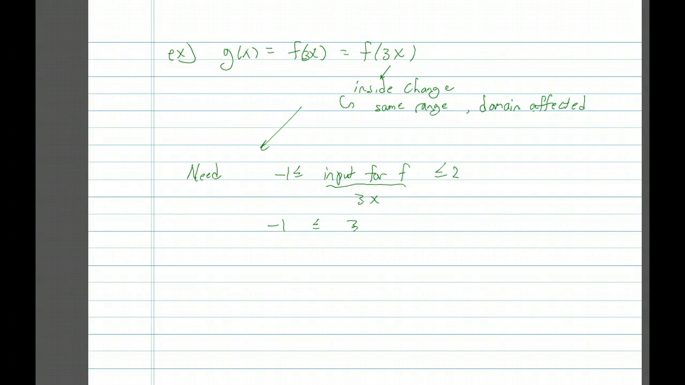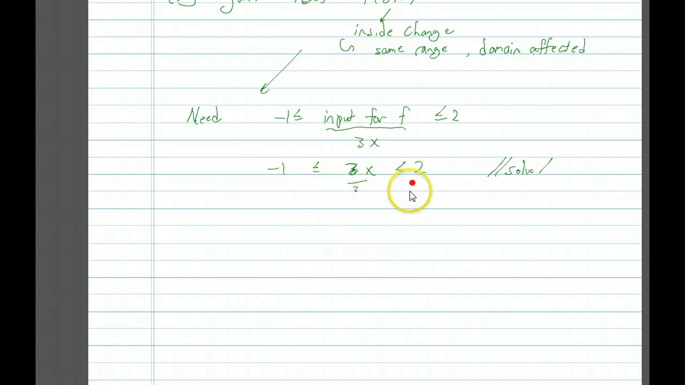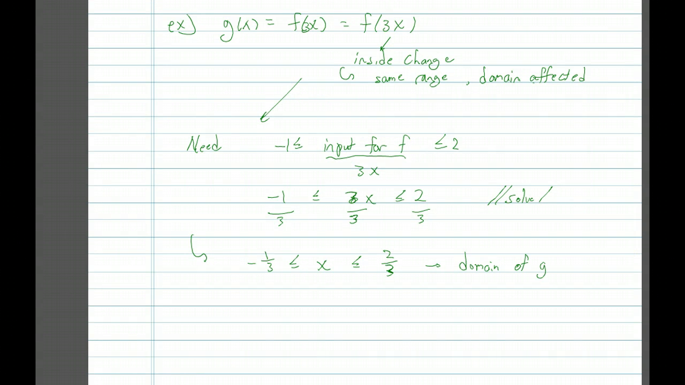Our new input for f in this case is 3x. So we need 3x to lie between -1 and 2. Now what you want to do is solve that inequality for x. You can do that by dividing by 3 everywhere, on each side of your inequality signs, and you get -1/3 is less than or equal to x is less than or equal to 2/3. And that's the domain of this function we're calling g. What we're going to see is that this has an implication on the graph.